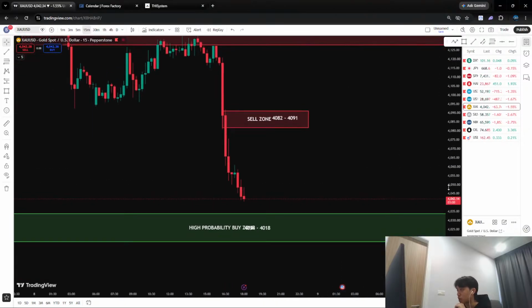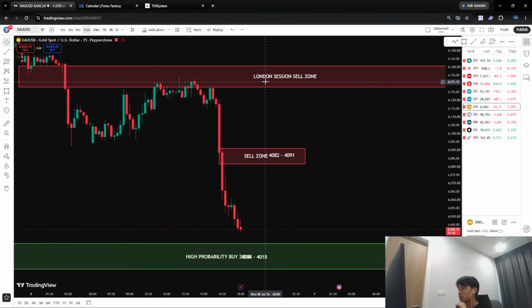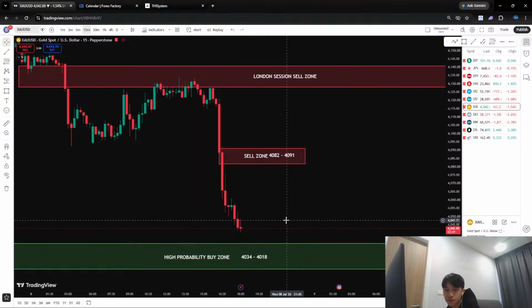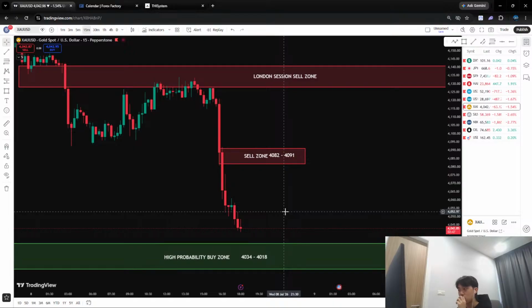We'll be on the M15 for now. We will see if price taps into anywhere. So the London session sell zone has already been activated just now. All right, and we've already entered the trade and we've already exited the trade. All right, so let's see what other place.